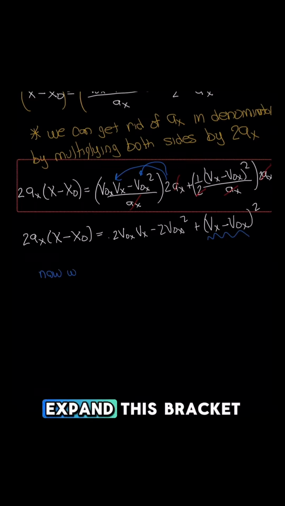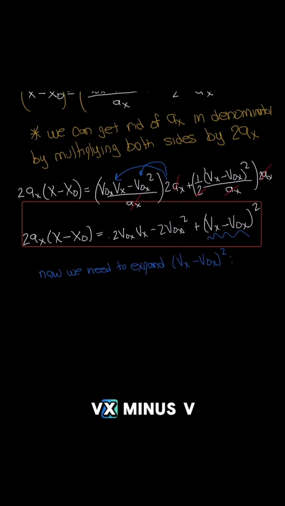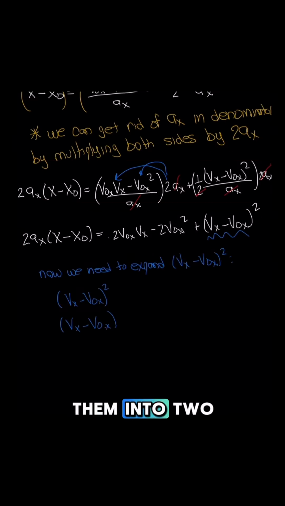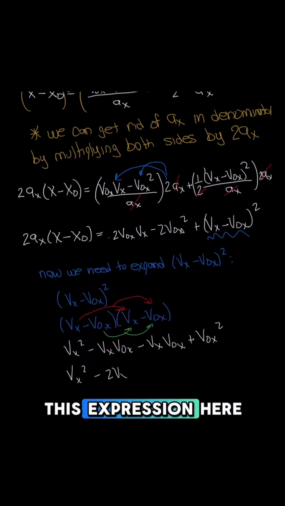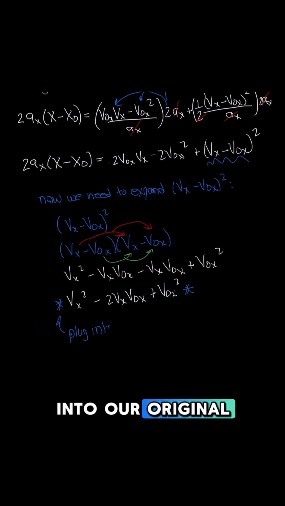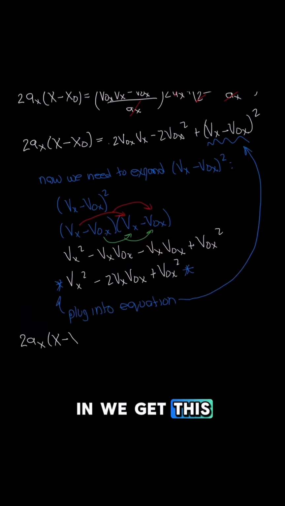Our next step is to expand this bracket. So if we write VX minus VOX squared, we can separate them into 2 brackets and then distribute each term and multiply. And we're left with this expression here. So we can plug this back into our original equation. And once we plug it back in, we get this expression here.